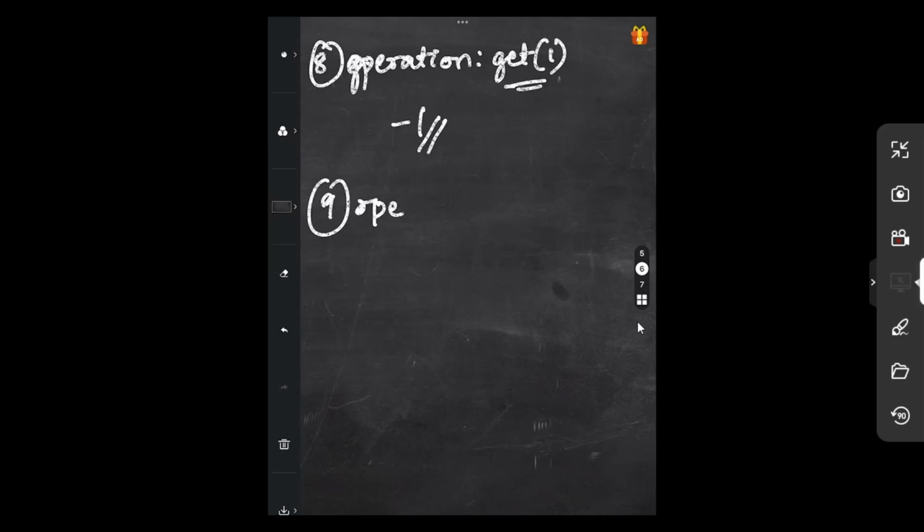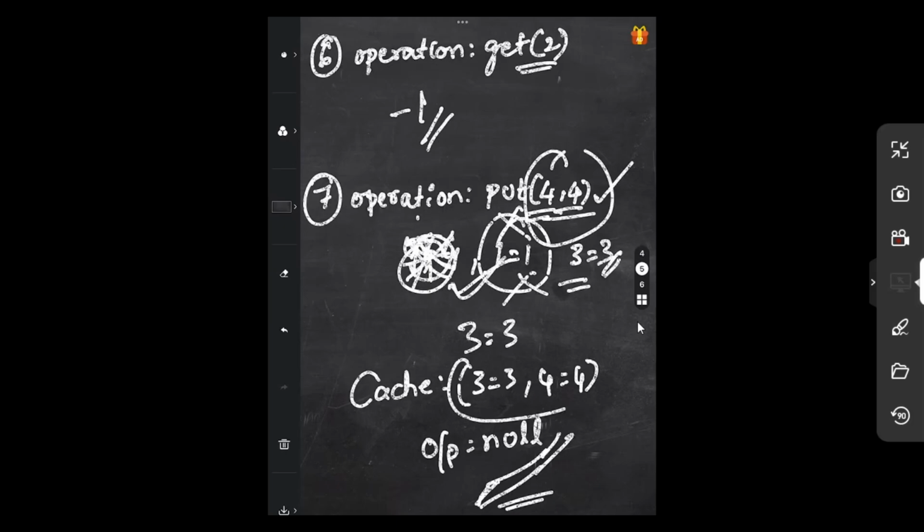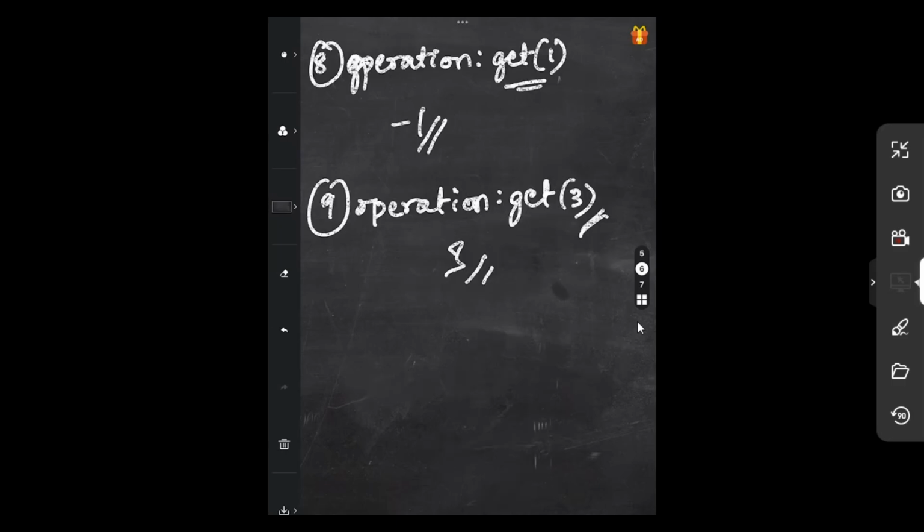So let's move on to the next operation. Get of 3 and get of 4 we have, right? Here it will be get of 3. The key 3 exists in the cache. Only 1 was evicted from the cache, so now we have 3 and 4. Key 3 exists in the cache, so we are returning its value 3.